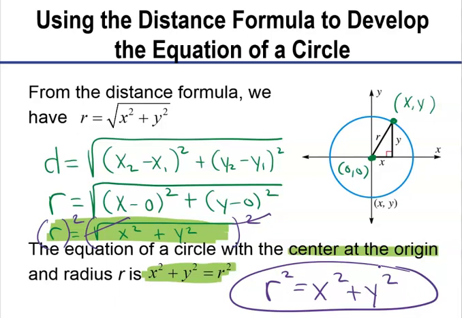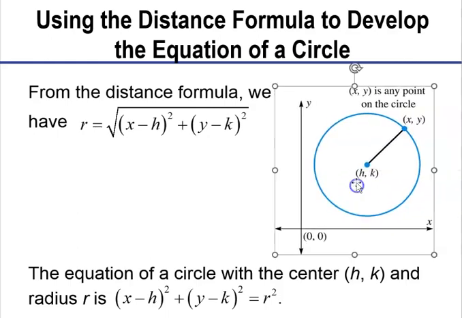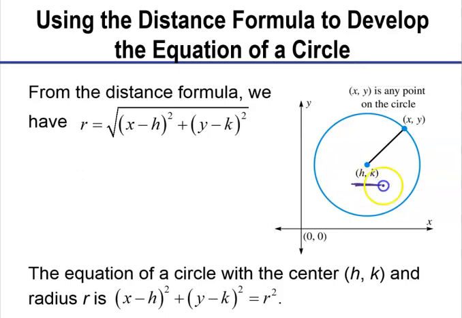Now, that only applies for a circle that has the center at the origin. What about if the center is somewhere else? Well, here we go, right? We move the circle somewhere else. Now, our center is h, k. Okay, so your center, I selected it. Your center is right here at h, k. And again, x, y is any point on the circle.